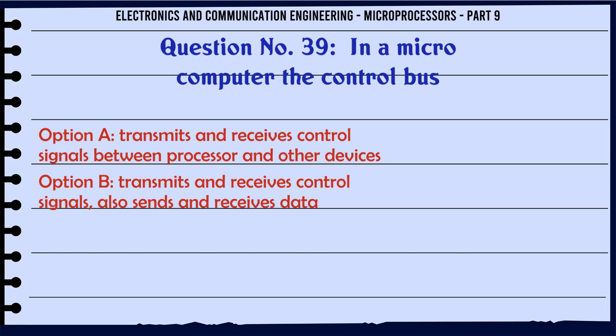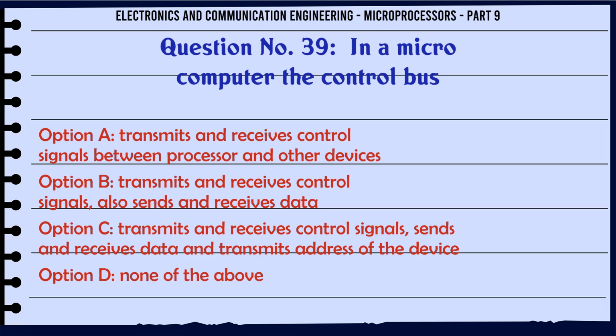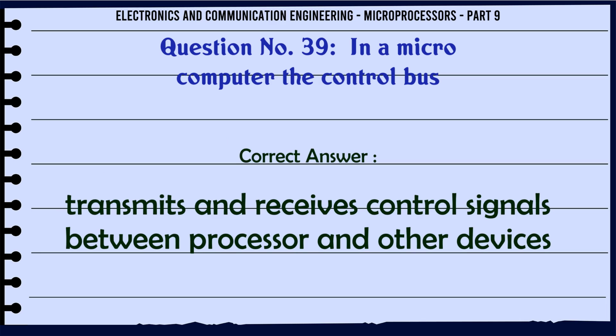In a microcomputer the control bus A. transmits and receives control signals between processor and other devices. B. transmits and receives control signals, also sends and receives data. C. transmits and receives control signals, sends and receives data and transmits address of the device. D. None of the above. The correct answer is transmits and receives control signals between processor and other devices.